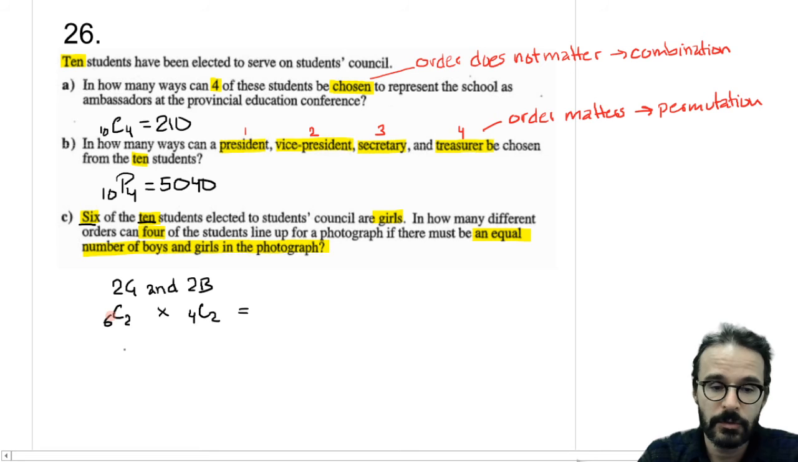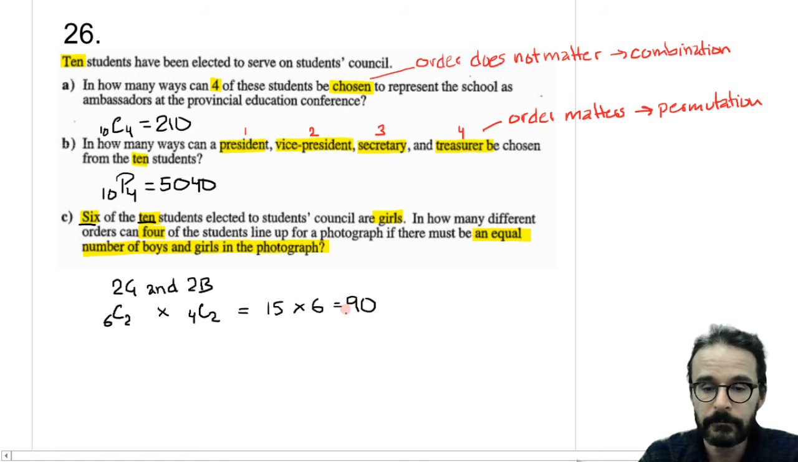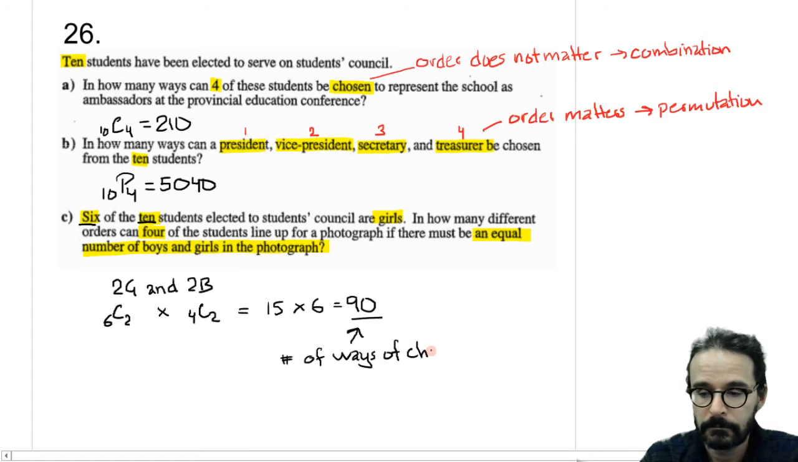Okay, so if we calculate this, 6 choose 2 is 15 times 4 choose 2 is 6. 15 times 6 is 90. So this here is going to be the number of ways of choosing 2 boys and 2 girls from this group of boys and girls.